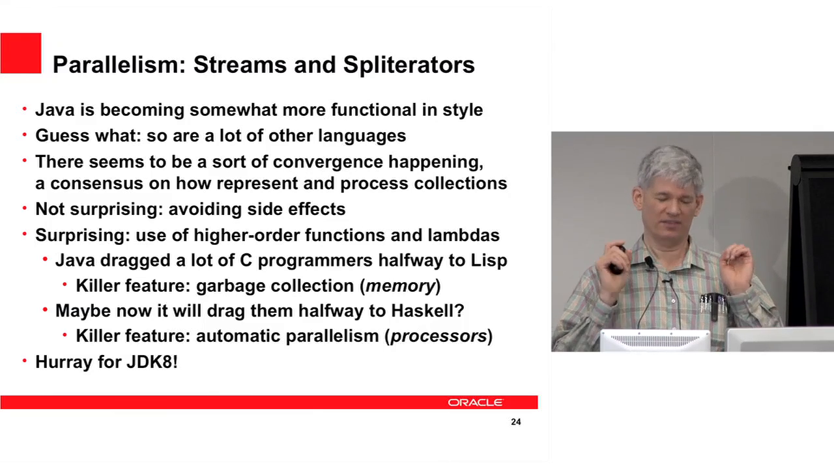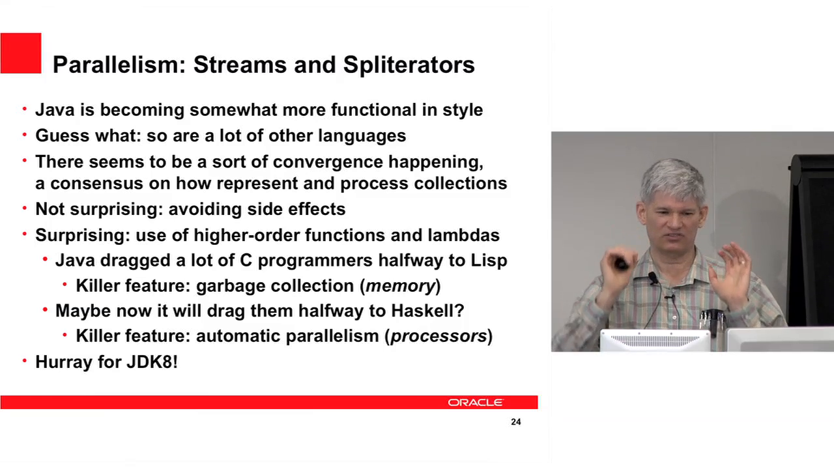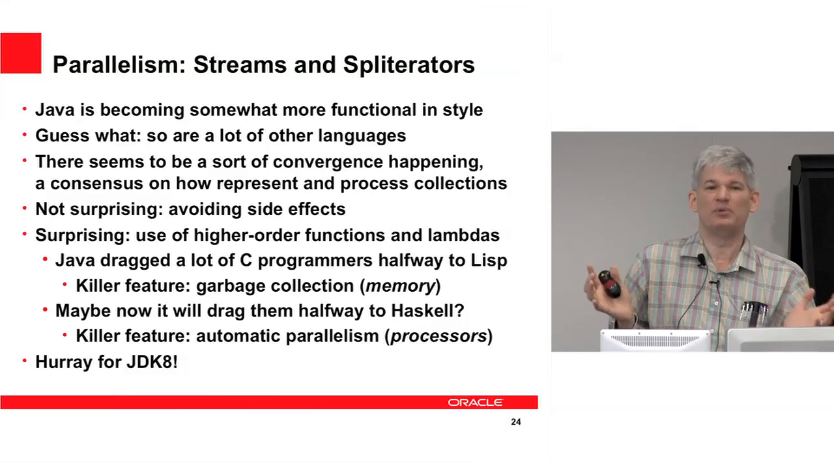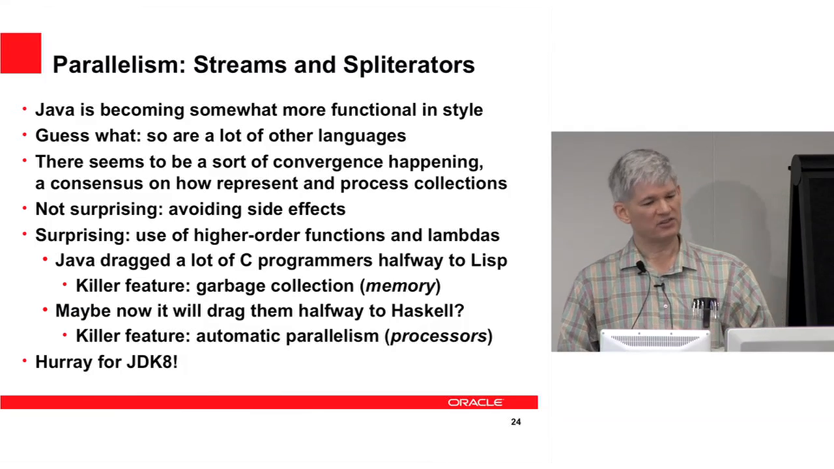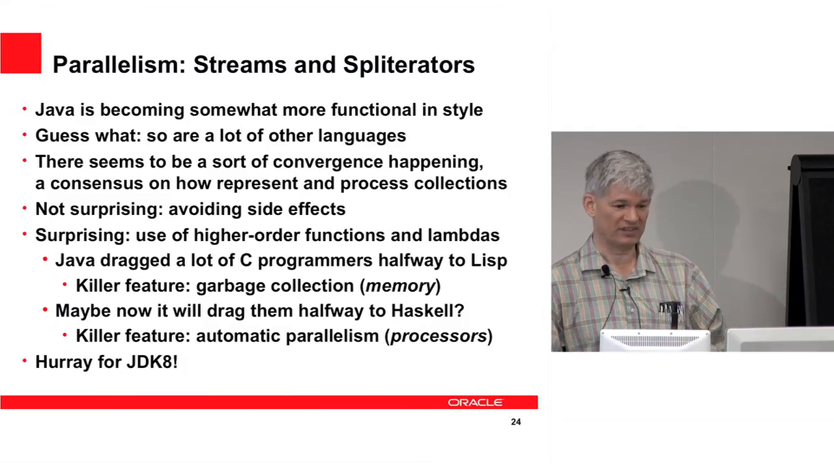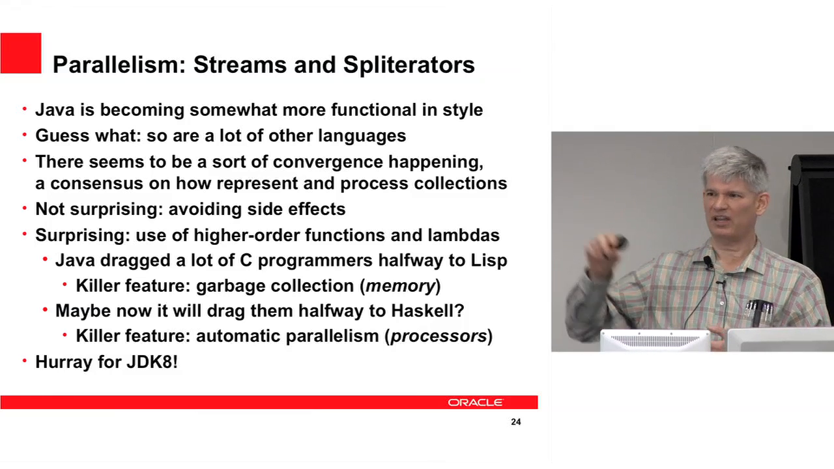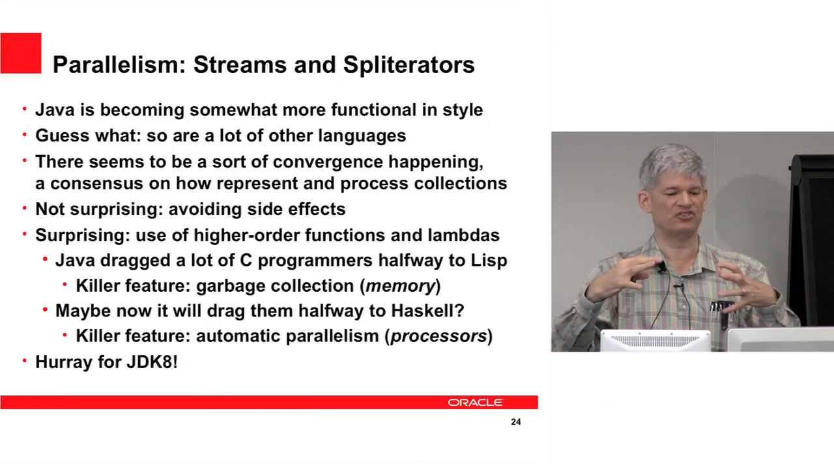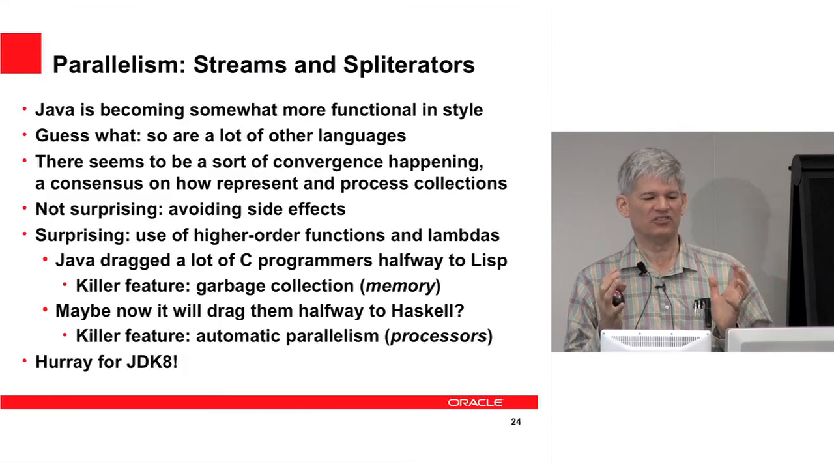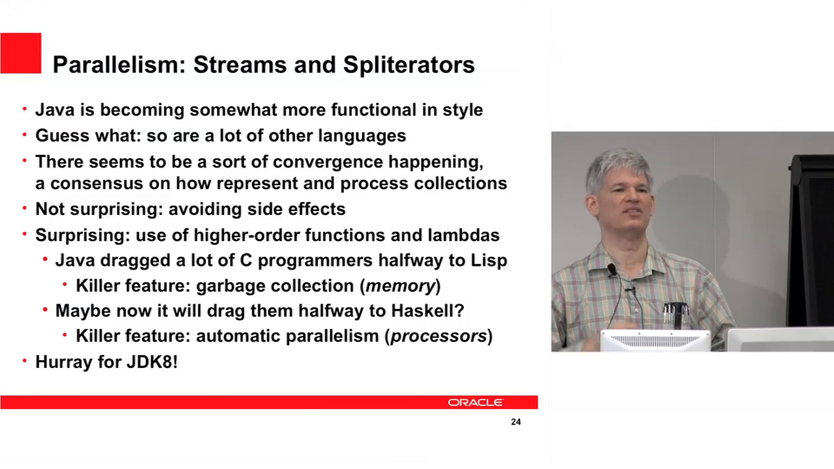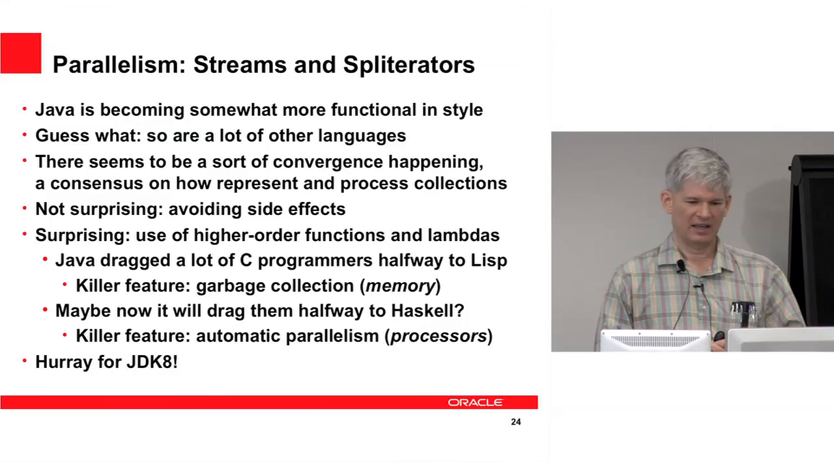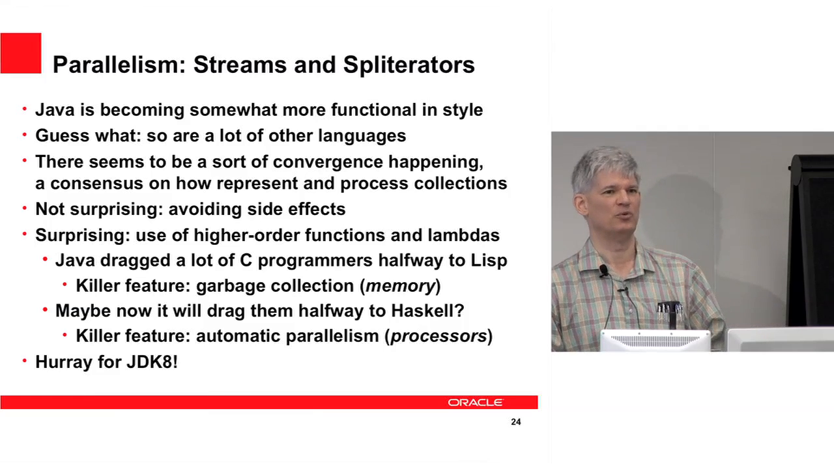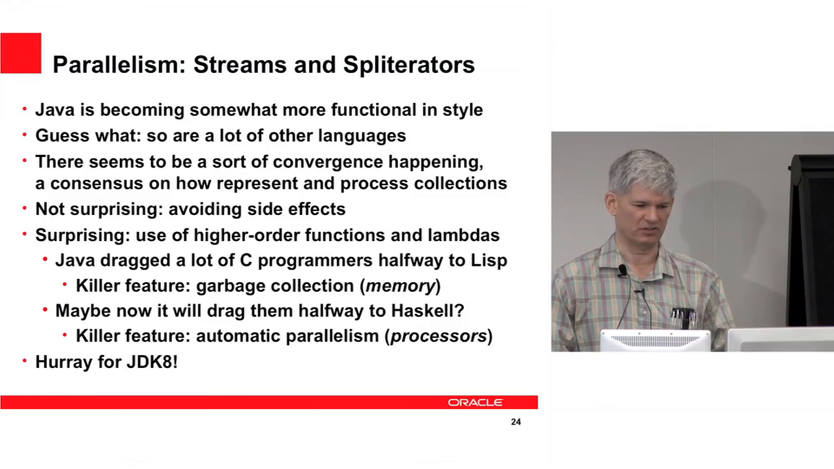So a cool thing that we're getting in JDK 8 are these streams and spliterators and the whole Lambda project thing. With this, Java is becoming somewhat more functional in style. And the interesting thing is that so are a lot of other languages over the last decade. And what I'm seeing, looking at Java and Scala and Ruby and Haskell and a bunch of other things, there seems to be sort of a convergence happening, a sort of forming consensus on how to represent and process collections in such a way that they're amenable to parallelism. And it's not surprising that part of this consensus is that avoiding side effects helps you out, because side effects make synchronization very difficult.